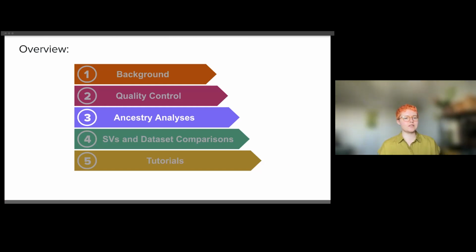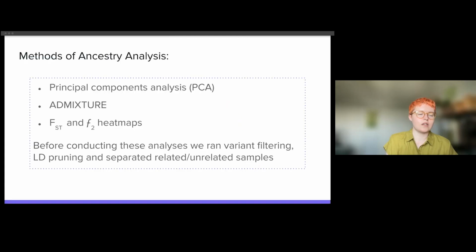Okay, so moving on to the ancestry analyses section. There are a couple different methods of ancestry analyses that we conducted on this data set. This is a list of the 4 that we used, though again, PCA was used in addition for QC, so we removed the PCA outliers. These are all methods of visualizing ancestry. Before running them, Mary conducted variant filtering consisting of allele frequency and call rate filtering, as well as LD pruning and relatedness filtering to separate the related individuals from the unrelated individuals.